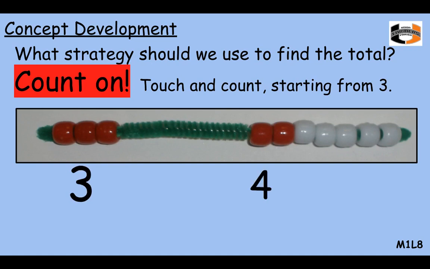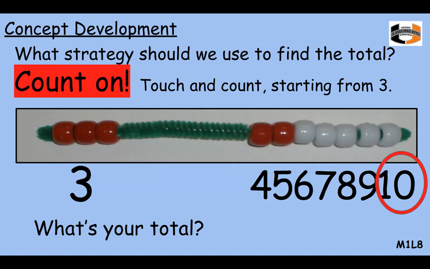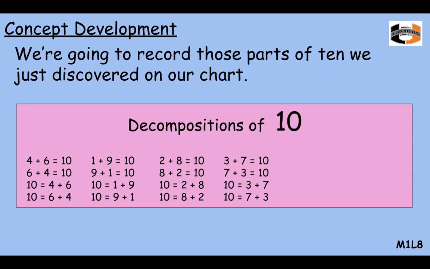3, 4, 5, 6, 7, 8, 9, 10. And the total is 10. We're going to record those parts of 10 we just discovered on our chart.